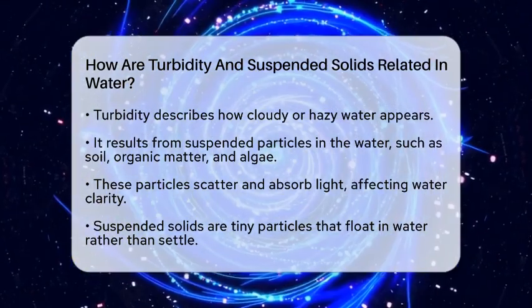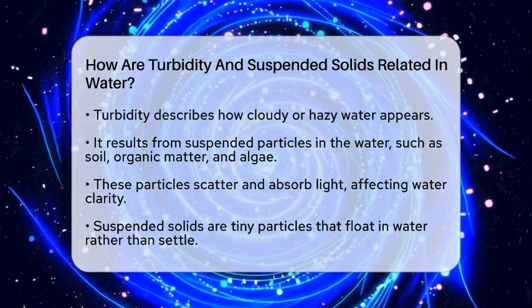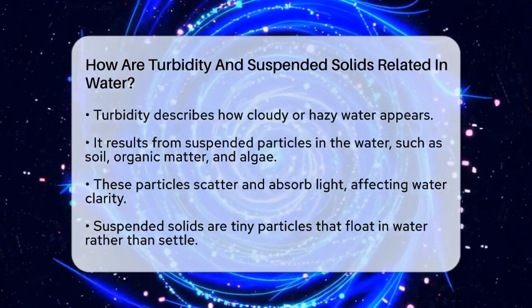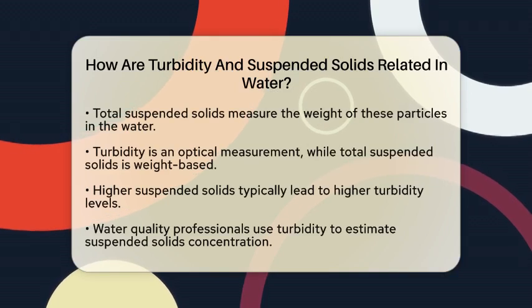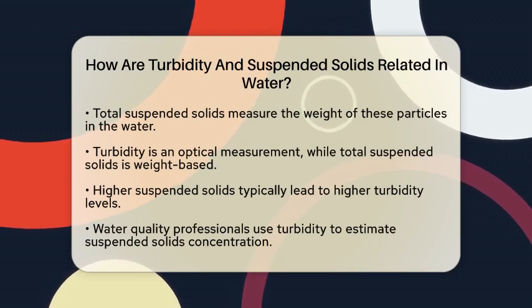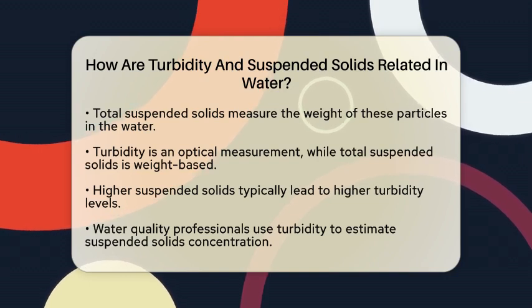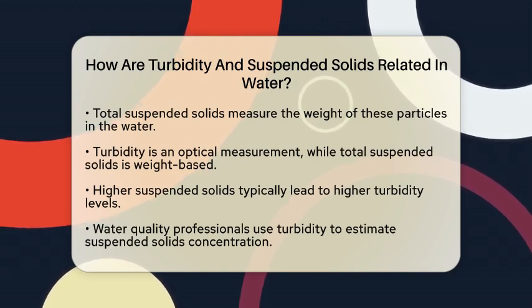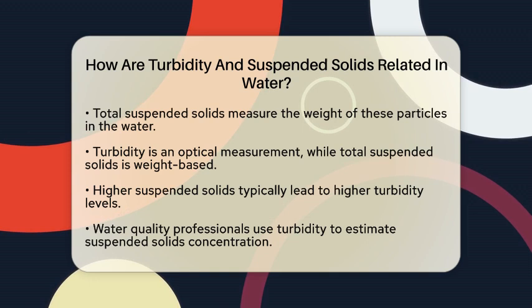Now, what about suspended solids? These are the tiny particles that remain just floating in the water instead of settling to the bottom. The concentration of these solids is what we measure when we talk about total suspended solids. While turbidity gives us an optical measurement of clarity, total suspended solids provide a weight-based measurement of how much material is in the water. Although turbidity and total suspended solids are different measurements, they are closely related.